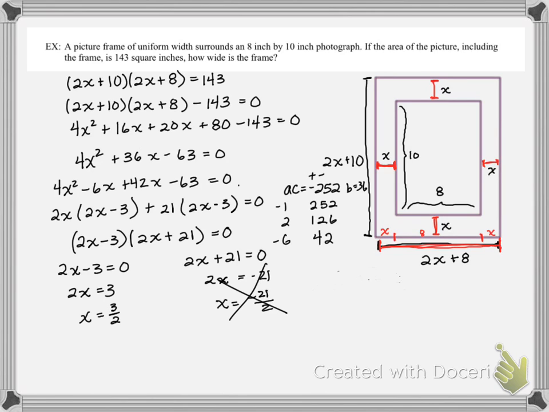We can throw that one out because the width of our picture frame isn't going to be negative. And so our answer is going to be 3/2. Now, since we're writing this in an English sentence, we'll write that as 1.5 inches, right?